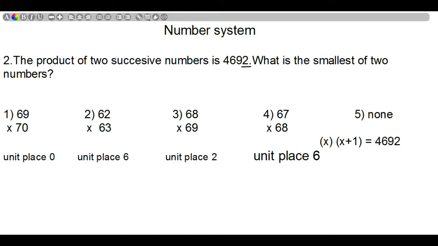Now before we mark option 3 as the answer, what we simply need to do is find out the product of 68 and 69. If that comes out to be 4692, this should be taken as the correct answer. Otherwise, option 5 will be the correct answer. Say that option 3 is the correct answer. If this is not equal to 4692, then option 5 has to be the correct answer.